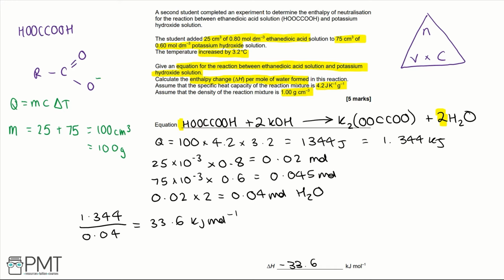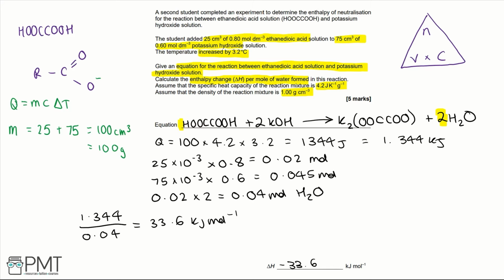To get the 5 marks for this question, you get a mark for your equation being correct and balanced. You get a mark for working out the energy in joules or kilojoules, but either gets you the second mark. Then you get a mark for the moles of ethane dioic acid that you worked out, and a mark for the moles of potassium hydroxide that you worked out. You get a mark for the moles of water, and then you get your final mark for the enthalpy change of neutralization.